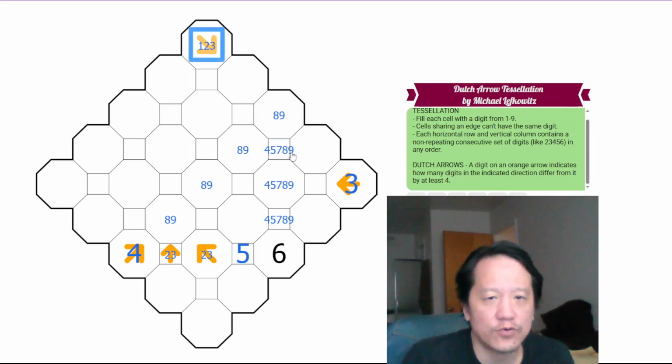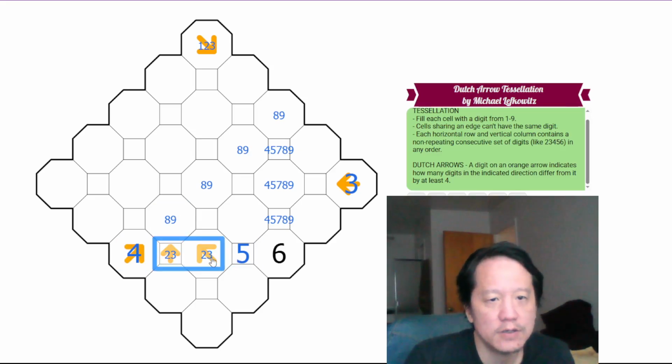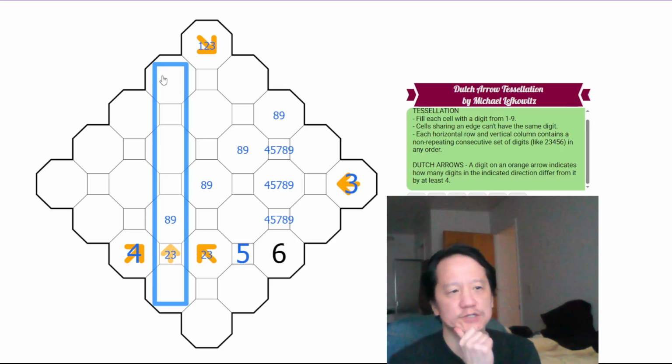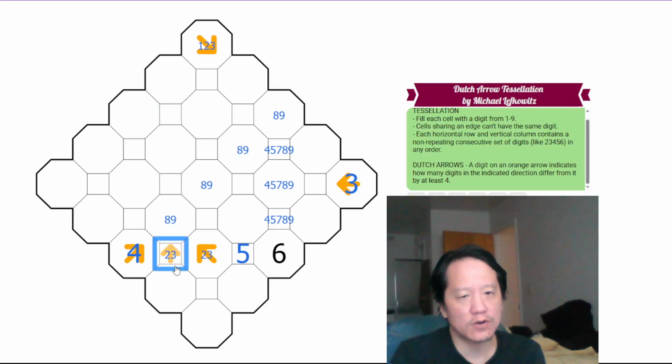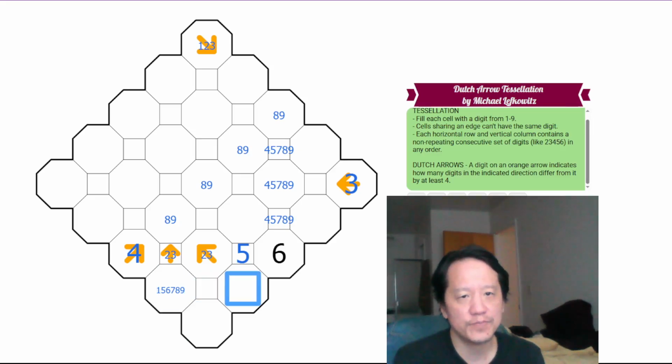This is definitely 4 or more away from 1, 2, or 3. This is definitely 4 or more away from 2 or 3 here. These have to be consecutive with the digit. So if we try to have 3 here, this digit cannot be 2, 3, or 4 here because they all share an edge with the 4, the 2, and the 3. So this has to be either 1, 5, 6, 7, 8, 9. This digit cannot be 5 or 6, so we have 1, 2, 3, 4, 7, 8, 9.